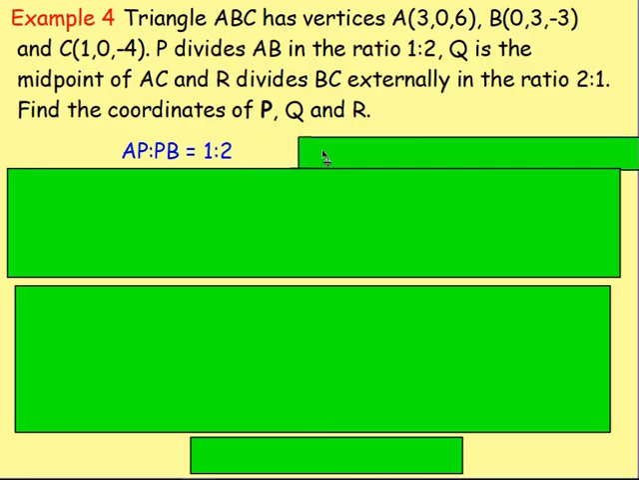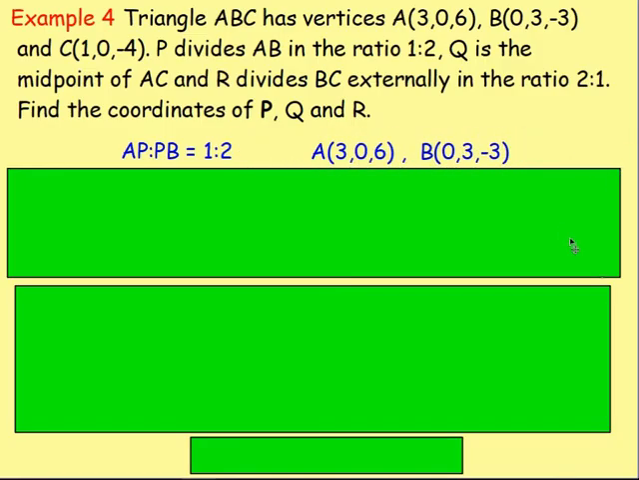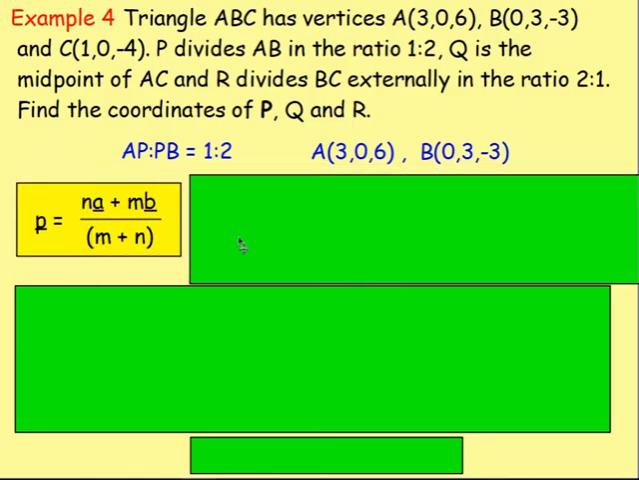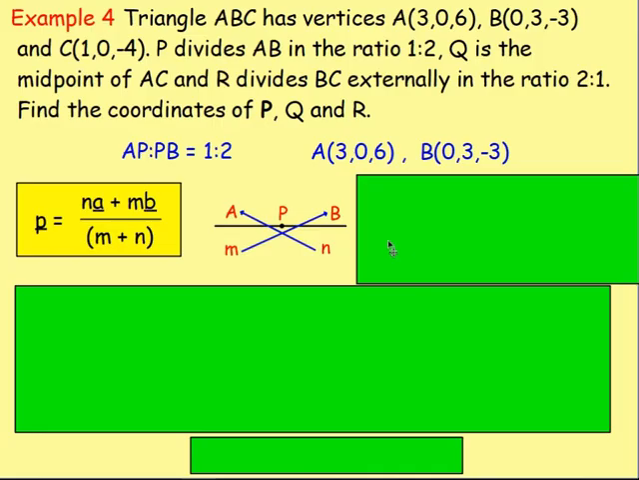We know the coordinates of A and B, so just write them down. And again, we are going to be thinking section formula. P is dividing this line AB into that given ratio. So there is your section formula, and there's your diagram that may help you.